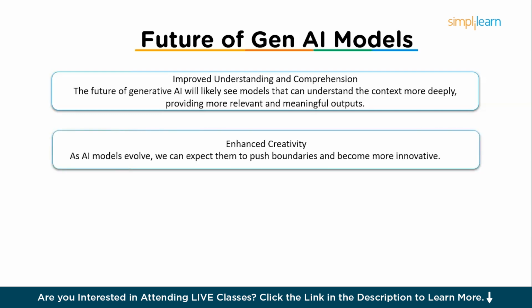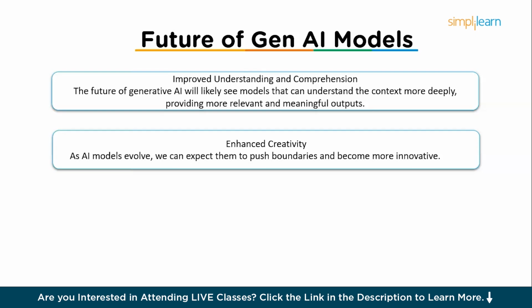As AI models evolve, we can expect them to push boundaries and become more innovative. With advancements in techniques like reinforcement learning and neural architecture search, we could see AI producing truly original content, potentially revolutionizing fields like art, music, and literature.